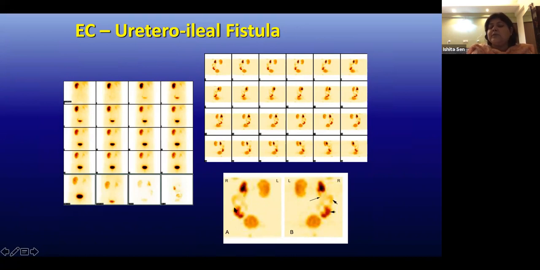Normally in a conduit, you would see both the ureters going into the intestine, whereas here you find that this kidney, the ureter, is not visualized, and it is only the right kidney which shows a communication with the intestinal activity, the typical kind of guidiform uptake which you see, which is basically the tracer in the intestinal tract. Yeah, so this is a zoomed picture of the same.